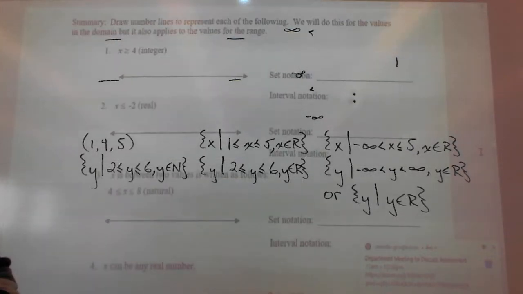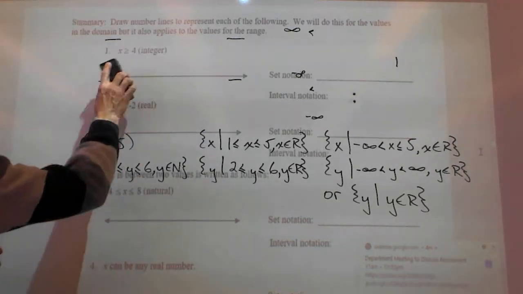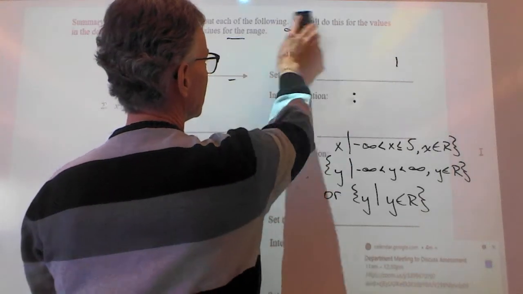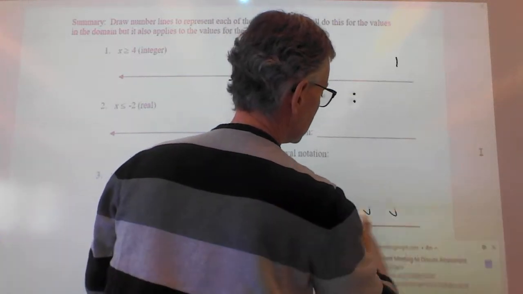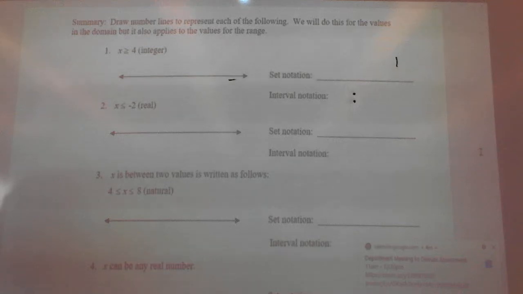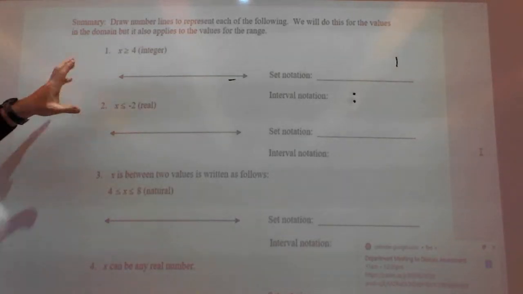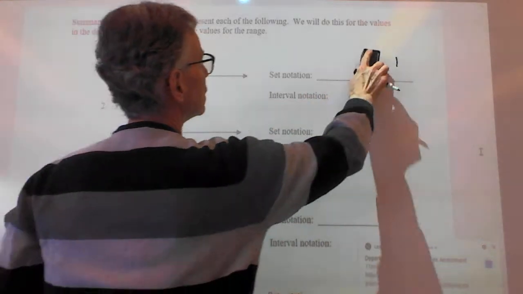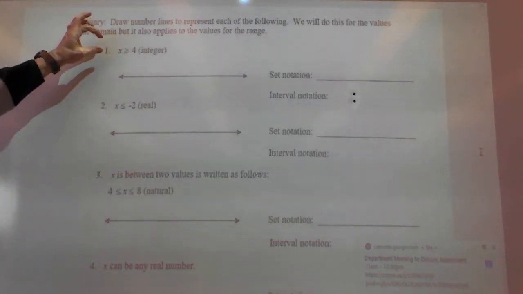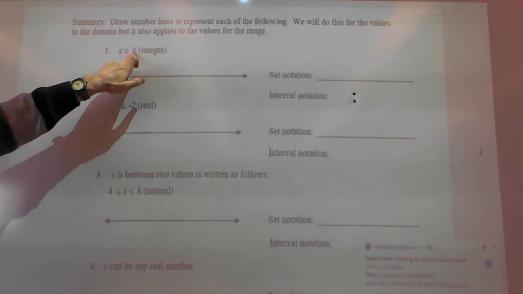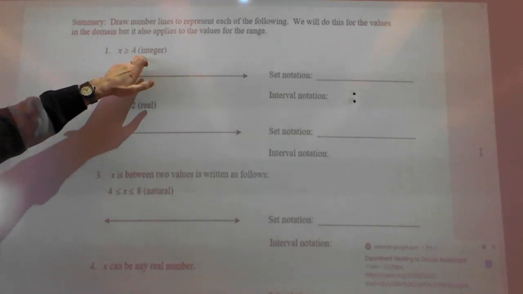Just a real quick look at number lines. And I'm only going to do a couple of these. So it asks to draw number lines to represent each of the following. We'll do this for domain, but it's exactly the same process for range. Okay? So if we have a number line, and this is what we're given. X has to be greater than or equal to 4, and x has to be an integer.